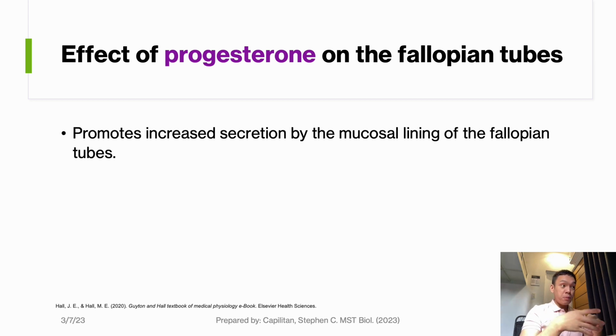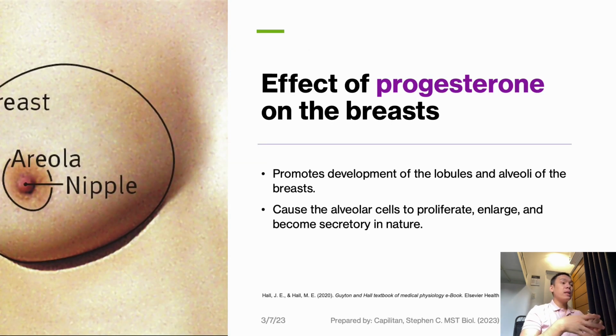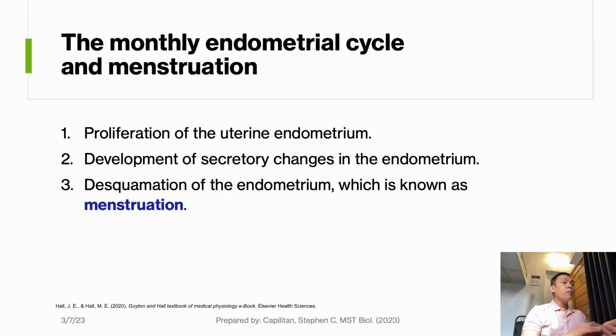On the fallopian tubes, it promotes increased secretion by the mucosal lining of the fallopian tubes. On the breasts, it promotes development of the lobules and alveoli of the breasts, causing the alveolar cells to proliferate, enlarge, and become secretory in nature. With the monthly endometrial cycle and menstruation, it proliferates the uterine endometrium, brings development of some of the secretory changes in the endometrium, and the desquamation of the endometrium, which is known as your menstruation.